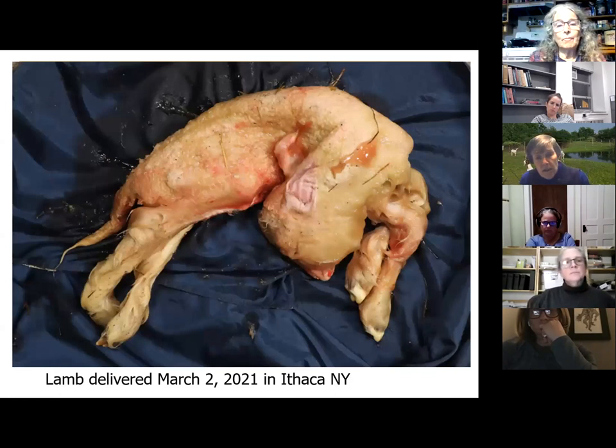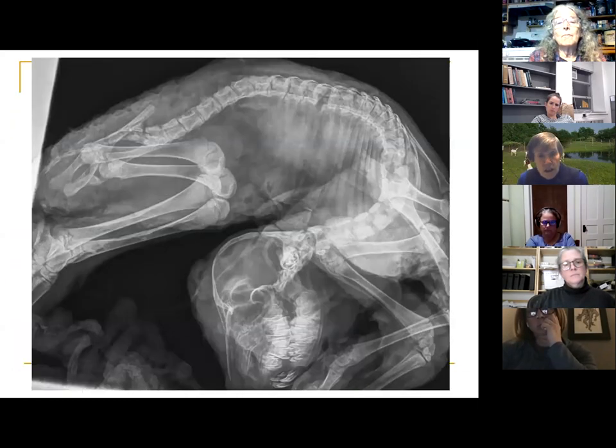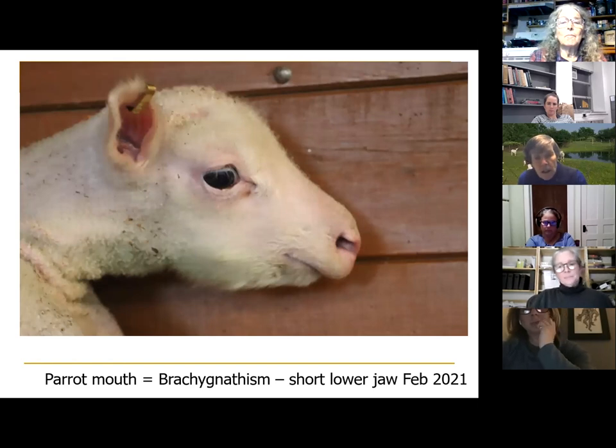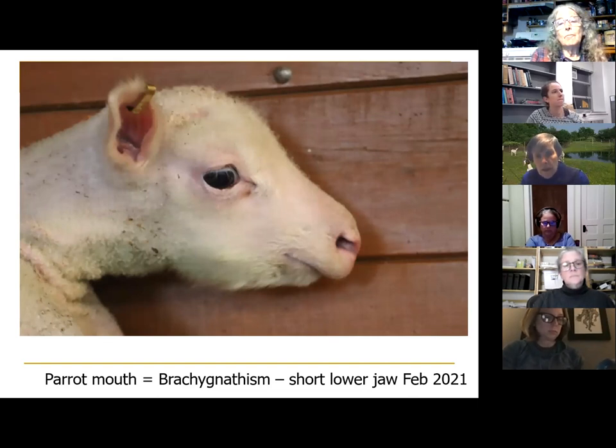This was a lamb delivered in Ithaca, the beginning of March last year. And these legs certainly aren't normal, and the neck did not straighten. So some more radiographs showing all this bend in the neck we could not correct. So this was one of those short jaws or parrot mouths. It was born in February of last year in Ithaca, and it was delivered alive.